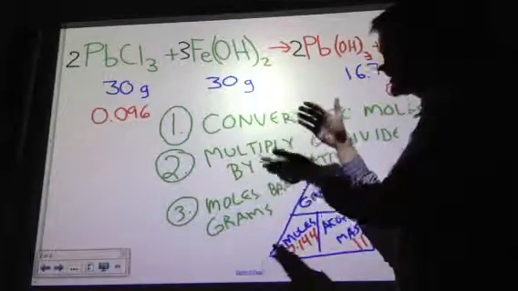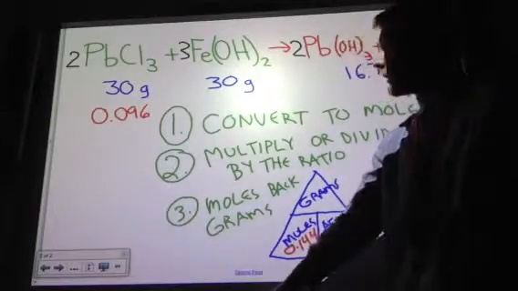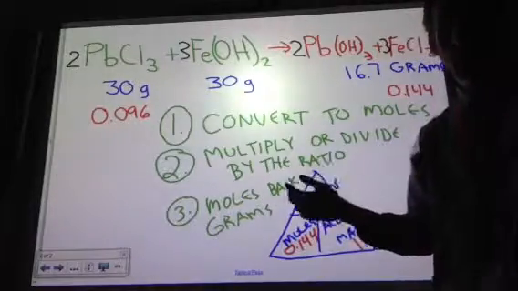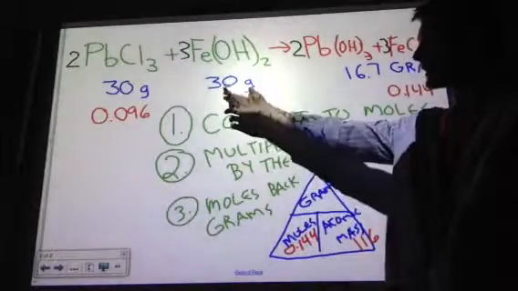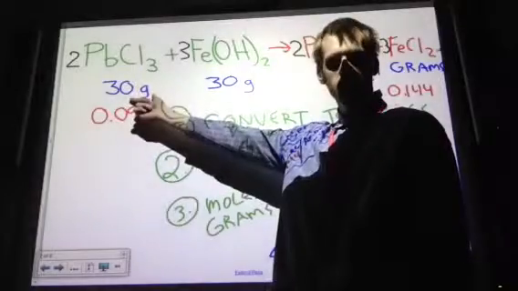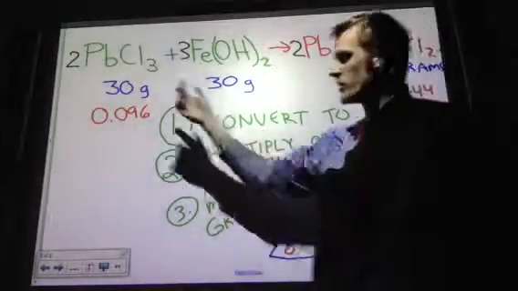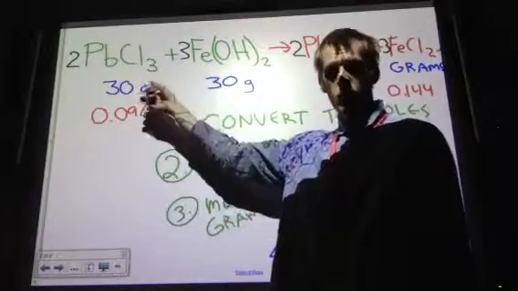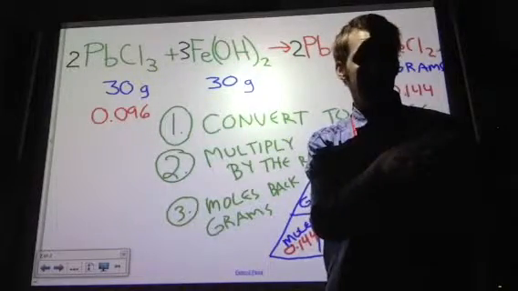But now we do exactly what we just did again, but with the other thing. Okay? So now, the second step of this problem, to find out which one's limiting, is to do the same thing with the FeOH. Picture it this way. This is your eggs. This is your cake mix. We want to know which one is going to be used up first. Do we have more eggs or more cake mix? Okay? And the one that's used up first is our limiting reactant.